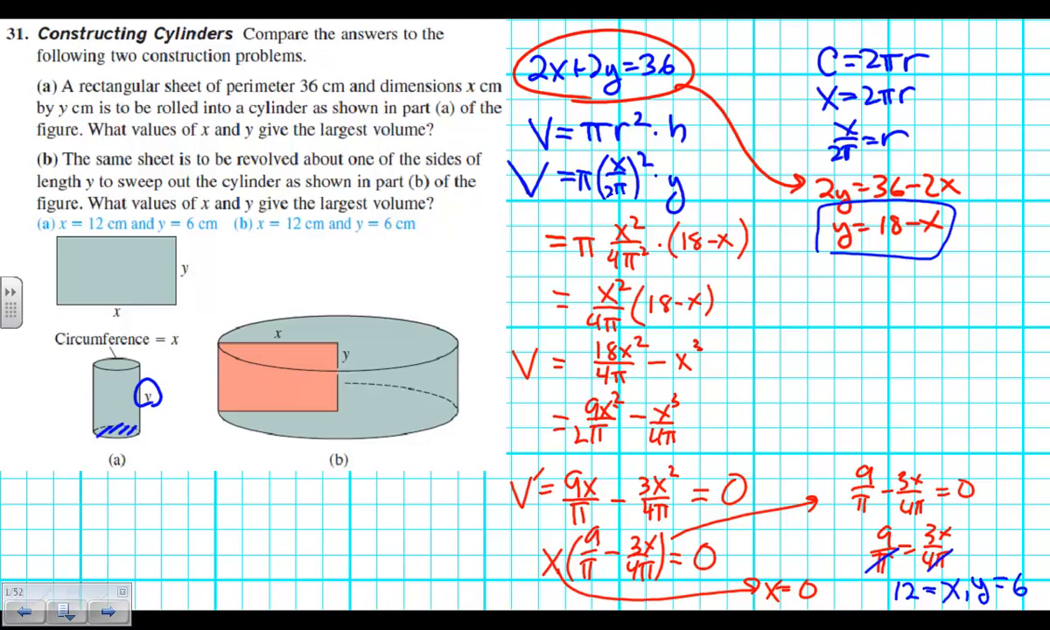This was decent. All right, are we good there? Because now we have to do part B, and I want to erase this before I go on. We good? Okay. So here we go. Let's do part B.